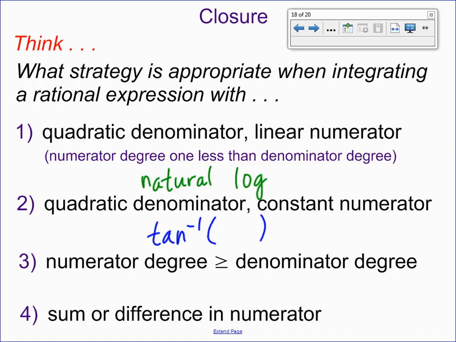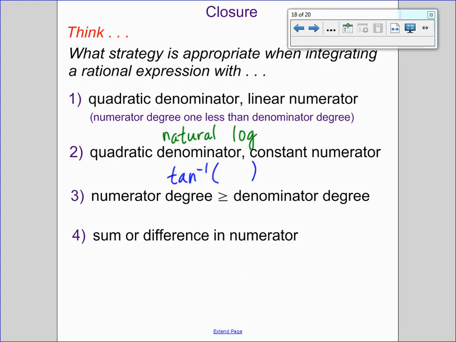What happens when the numerator degree is greater than or equal to the denominator degree? What are we going to do then? Riley Freeman? Polynomial long division. Yeah, polynomial long division, then we'll see how we handle that.